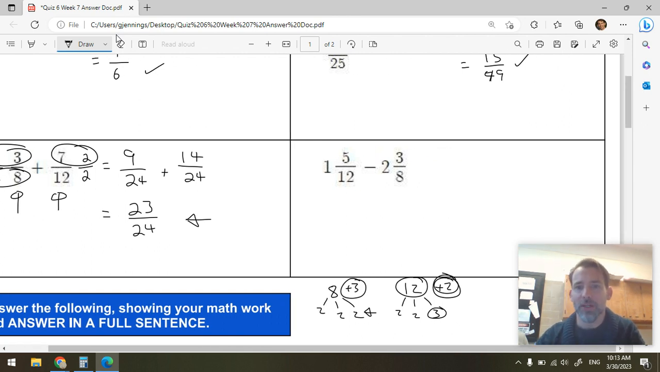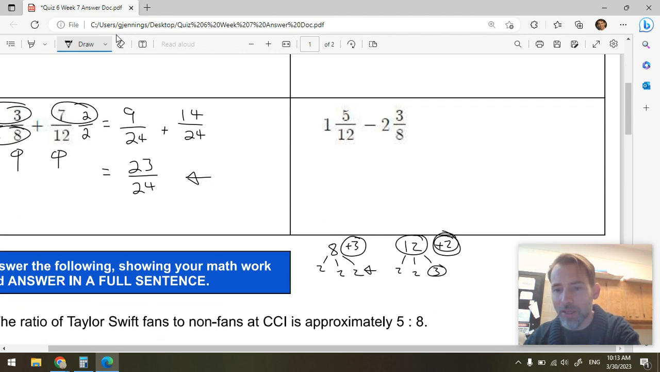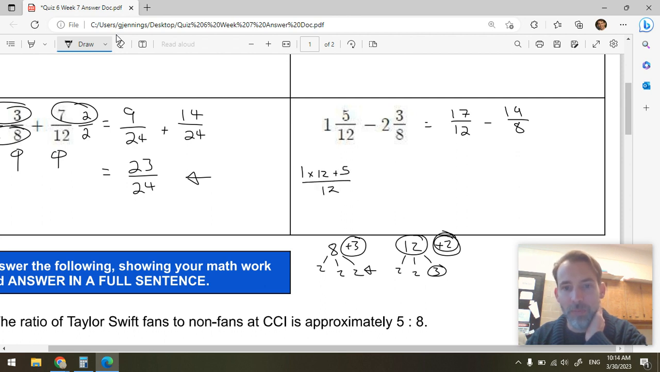All right, with this problem over here, subtracting mixed numbers. Let's turn them into improper fractions because that's much better. Oh, and it's still the 12s and the 8s on the bottom. I could have given you practice with different denominators, couldn't I have? All right, anyhow, over here, 1 times 12 plus 5, that's 17 over 12, minus 2 times 8 is 16, plus 3 is 19 eighths. The way I convert those is I do 1 times the denominator plus the numerator all over the denominator.